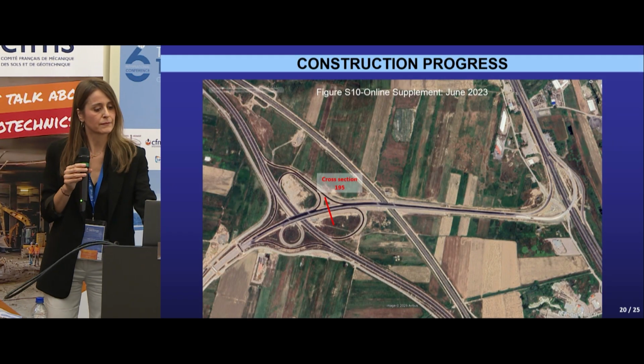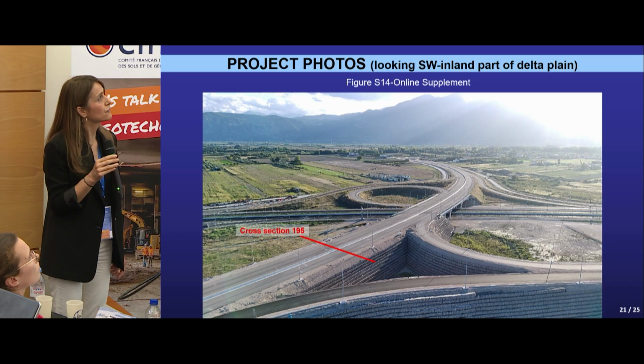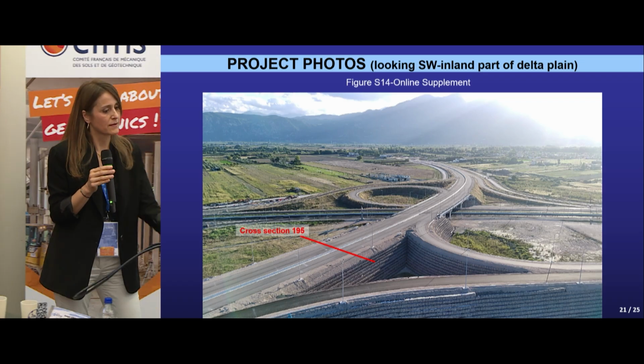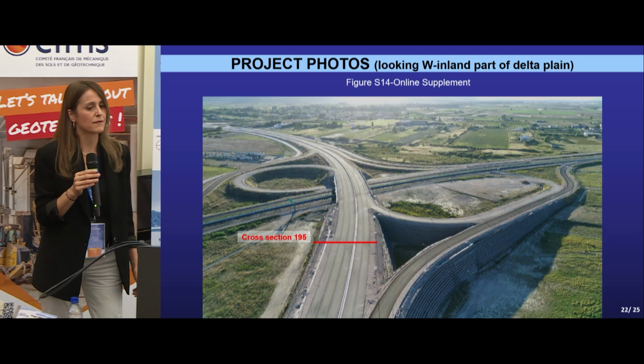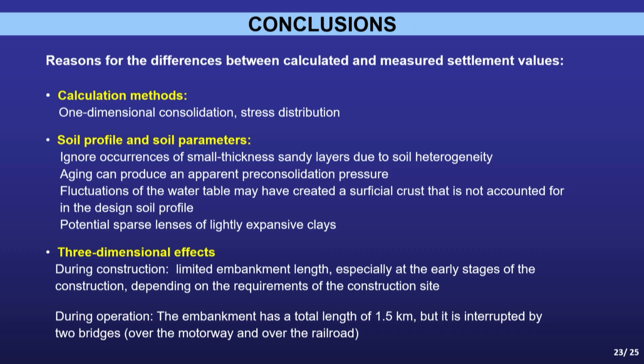Now, two more closer photos. This is the final situation. At the area of the examined cross-sections, the embankments are reinforced with geogrids, with gabions at the slope faces. Here's another photo. And now we will move on to the conclusions.